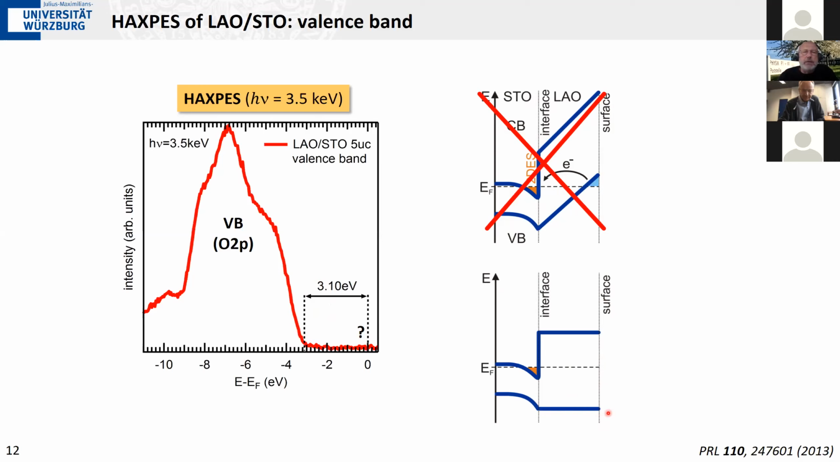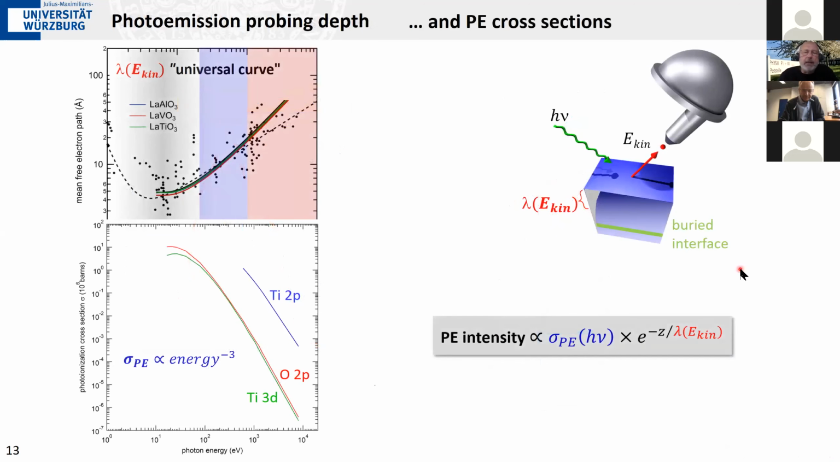There is no evidence for a built-in electrical field, at least not from the spectroscopy. So that's why we think that this simple naive band structure picture cannot be correct. But let's go back to the question of why we cannot see the titanium 3d electrons.